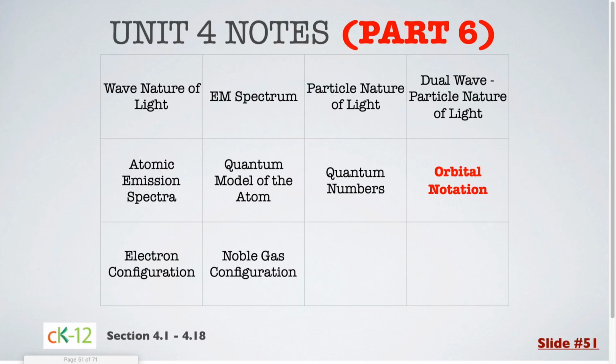That concludes part 5 of the Unit 4 notes. When we come back for part 6, we will be making orbital notation diagrams.